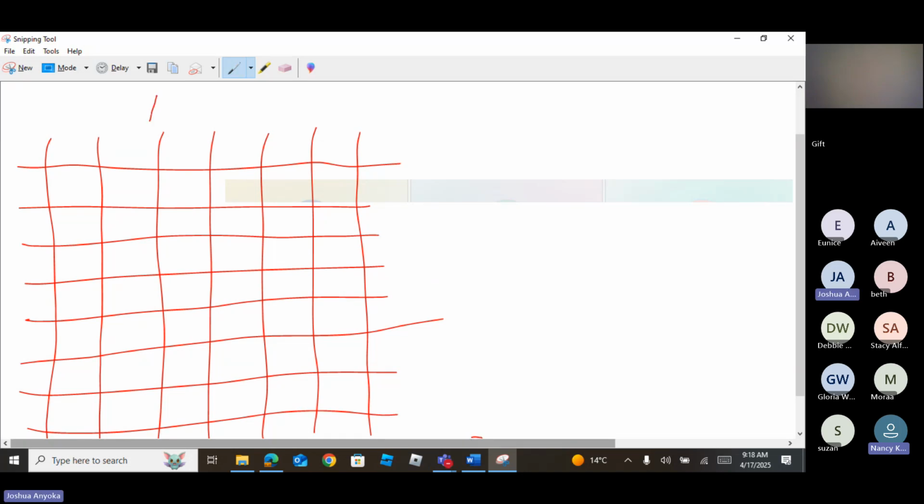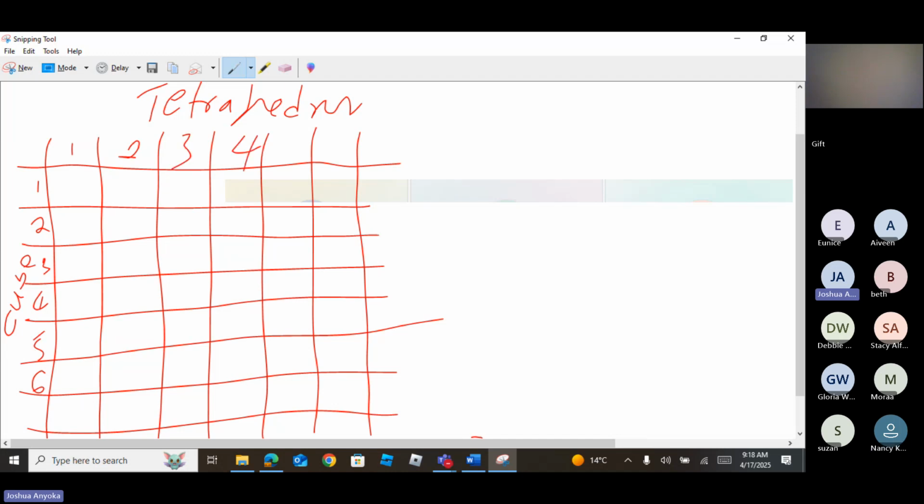Yes, this one is a tetrahedron, and this side we have a cube. A cube has 1, 2, 3, 4, 5, 6 faces. A tetrahedron has 4: 1, 2, 3, 4. So when you toss the two, a tetrahedron will land maybe on 1, 2, 3, or 4. A cube will land on either 1, 2, 3, 4, 5, 6.